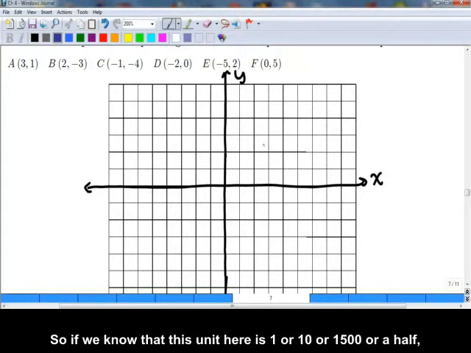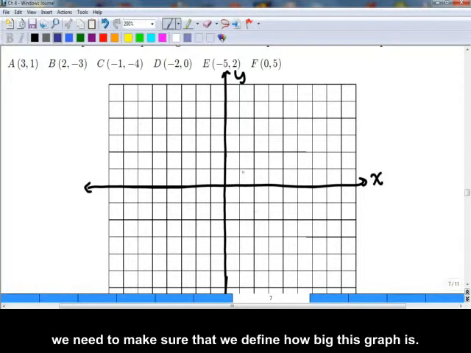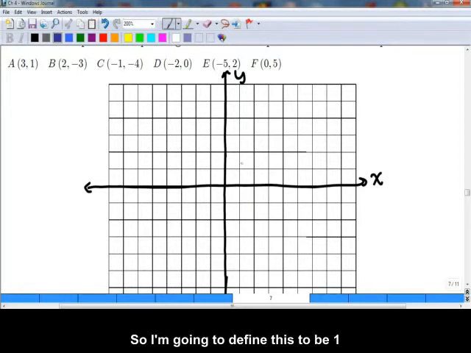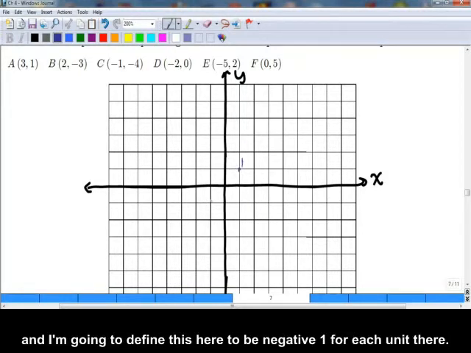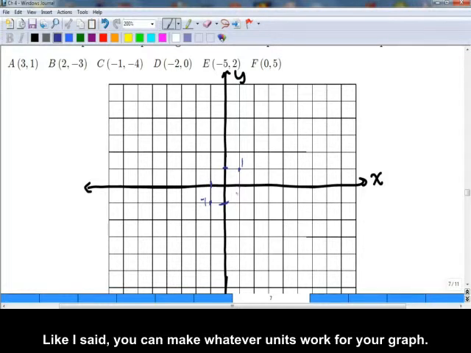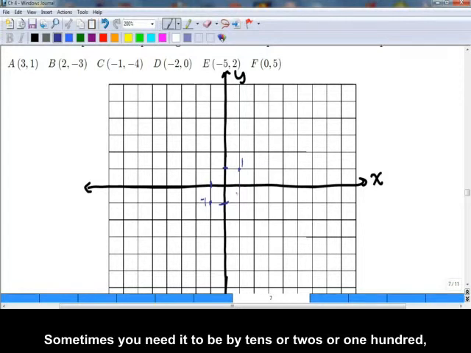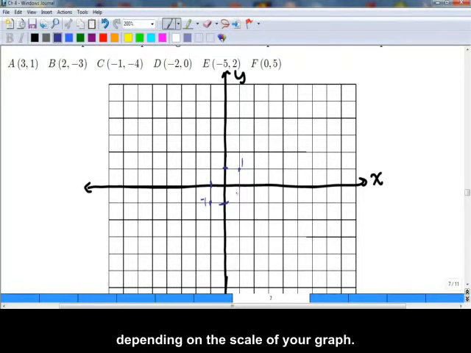So if we know that this unit here is 1 or 10 or 1500 or a half, we need to make sure that we define how big this graph is. So I'm going to define this to be 1, and I'm going to define this here to be -1 for each unit there. Like I said, you can make whatever units work for your graph. Sometimes you need it to be by 10s or 2s or 100s, depending on the scale of your graph.